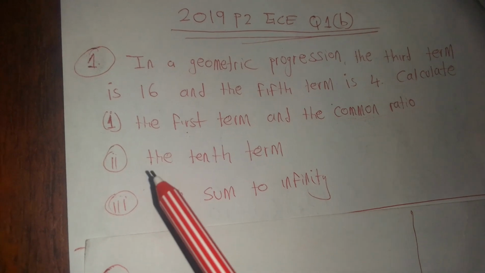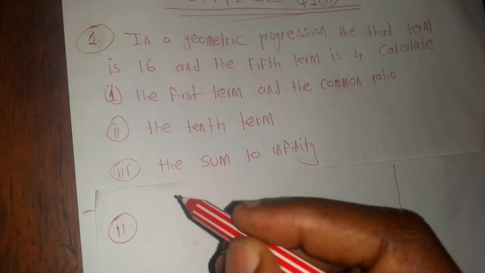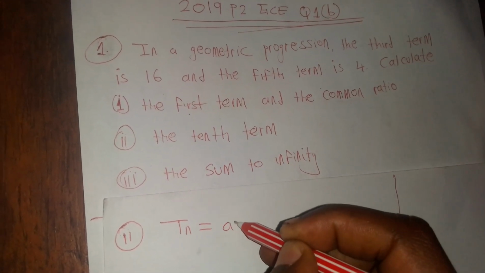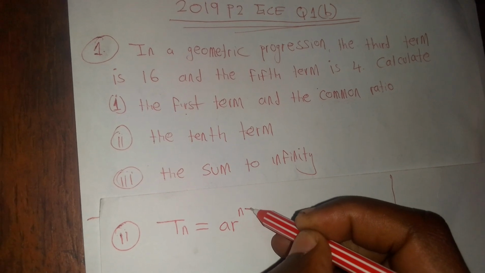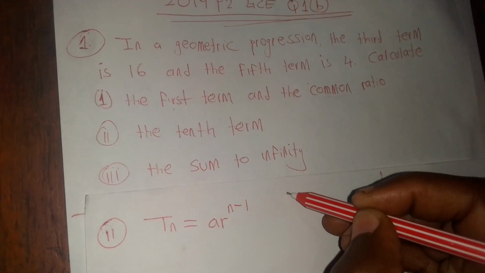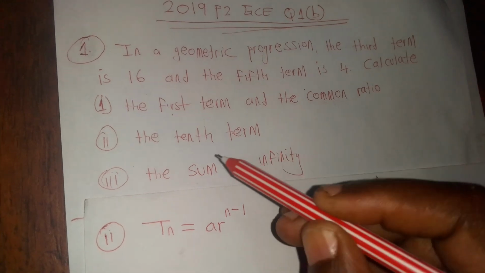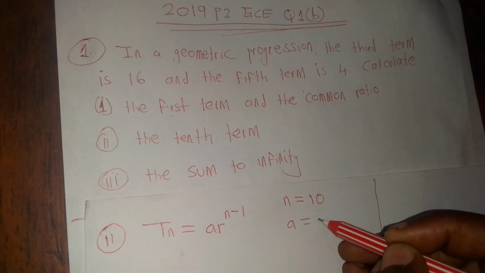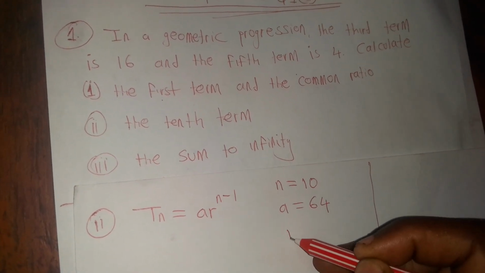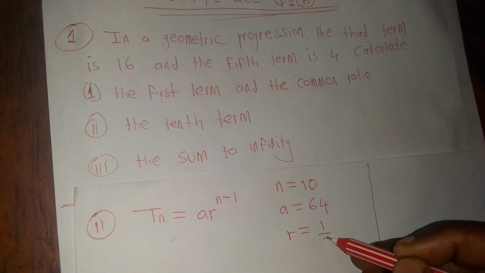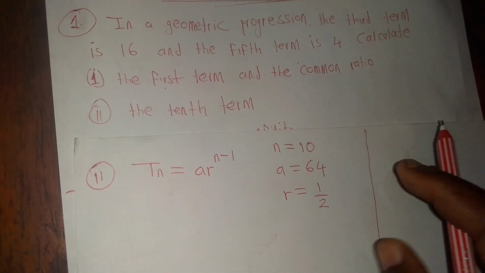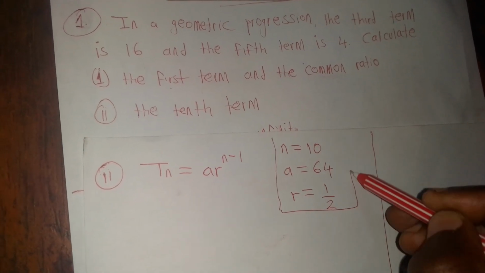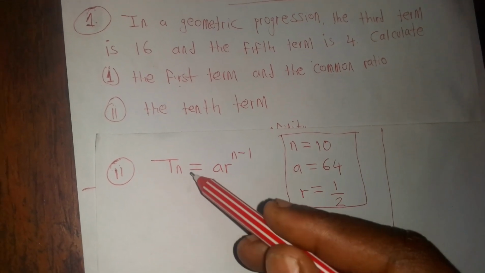Now we move to the 10th term. This is easy. To find the 10th term, we use the formula Tn equals a r to the power n minus 1. What you have to know here is n. They are saying the 10th, so n is 10. Our a we found to be 64, and our r we found to be 1 over 2. So we can replace this information here.